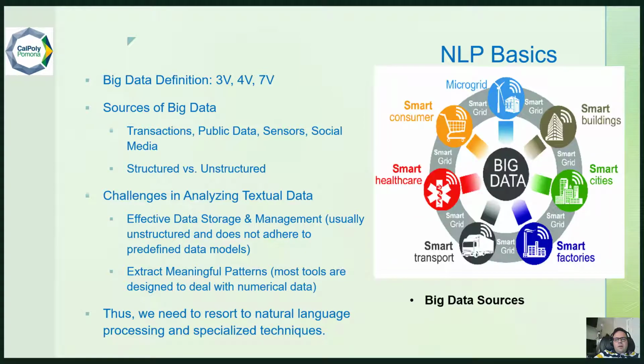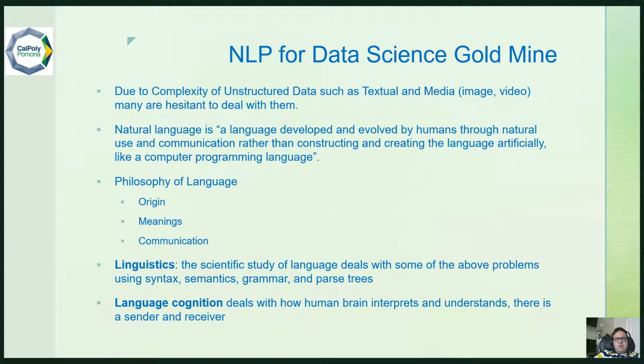And the way natural language processing works is that it's basically a gold mine for data science. Because without NLP, we don't have that lens to look into the textual information. And the information becomes very complex and complicated, so we have a very low chance of finding useful and valuable information.